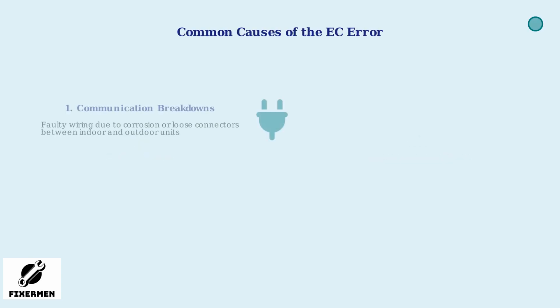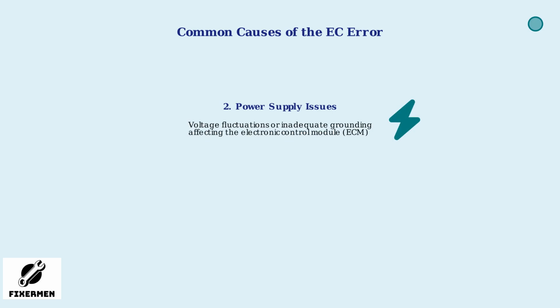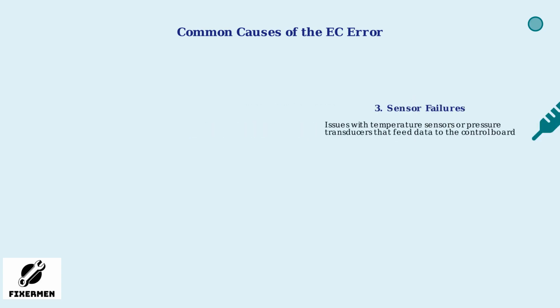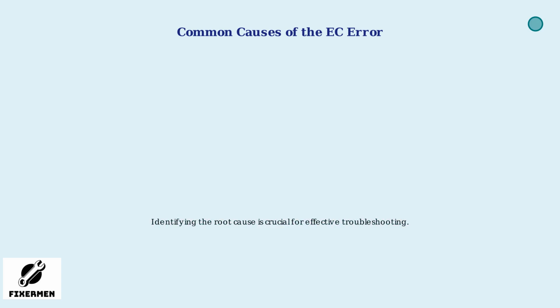Several factors can trigger the EC error in Carrier Optima Inverter ACs. The first common cause is communication breakdowns due to faulty wiring, such as corrosion or loose connectors between the indoor and outdoor units. The second cause involves power supply issues, including voltage fluctuations or inadequate grounding, which can affect the electronic control module, or ECM. Thirdly, sensor failures can occur with temperature sensors or pressure transducers that provide data to the control board. Identifying the root cause is crucial for effective troubleshooting and resolving the EC error.